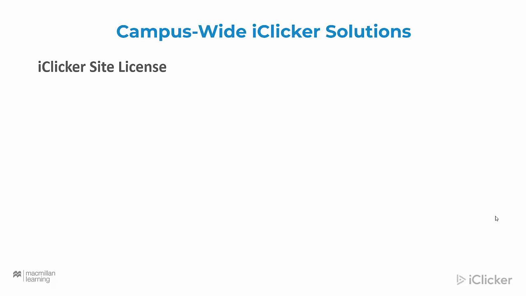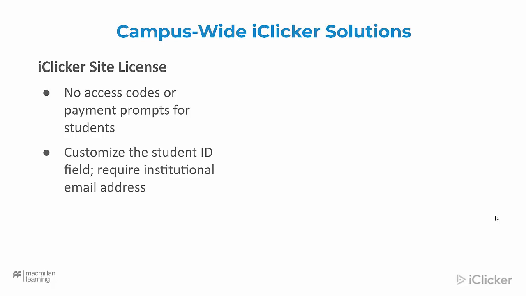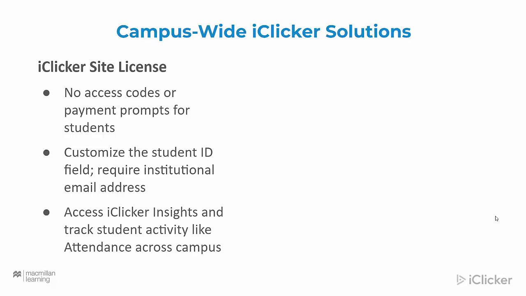With a site license, the institution arranges for iClicker to be provided to all of their students at a reduced cost. So what this means for students is they're never prompted for access codes or payment when they're using the iClicker app. And we can customize the student ID field, making it really easy to require institutional email addresses instead of Gmail addresses. With an iClicker site license, you also get access to iClicker Insights, and with those insights, you're able to track student activity like attendance across campus.